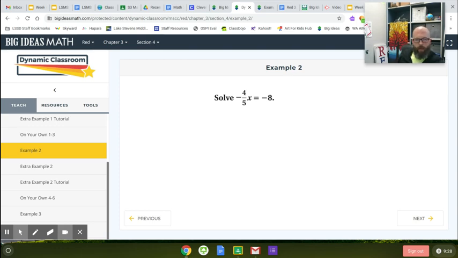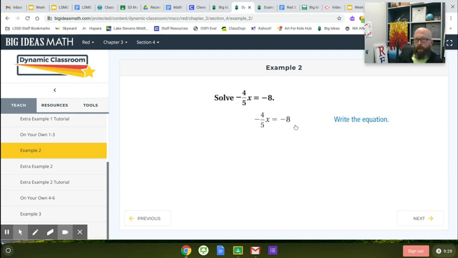This is 3.4, example 2 now. And this one's a little bit trickier because it says solve negative 4/5 x equals negative 8. Now remember, this is multiplication, and to undo multiplication, you want to divide. So if I was to divide by negative 4/5, remember when we divide by a fraction, we don't actually divide. We flip and multiply. So we're going to multiply by the inverse here. So we'll save ourselves a step.